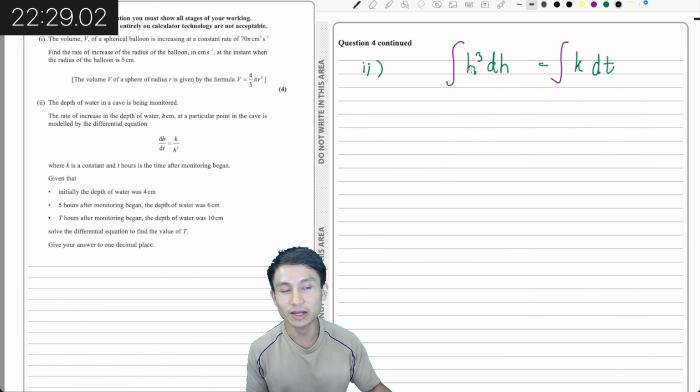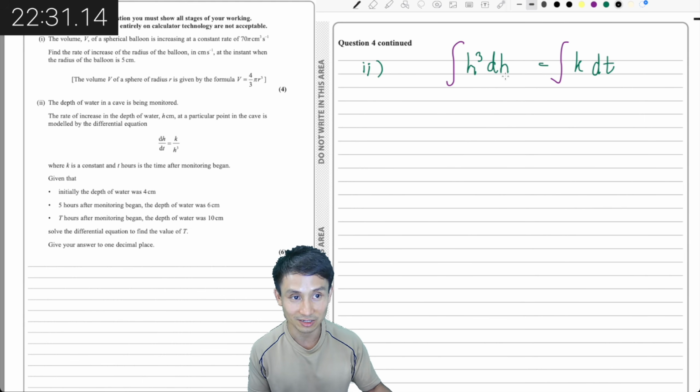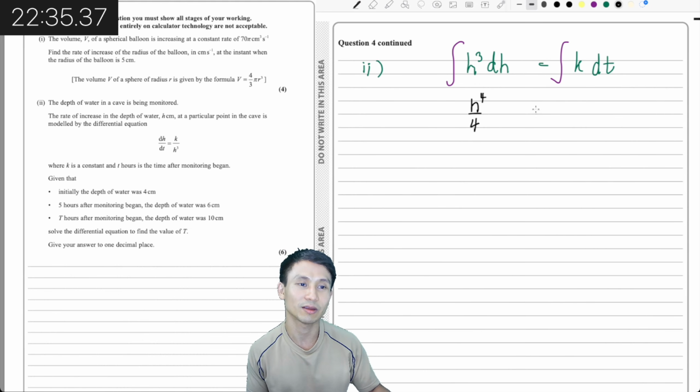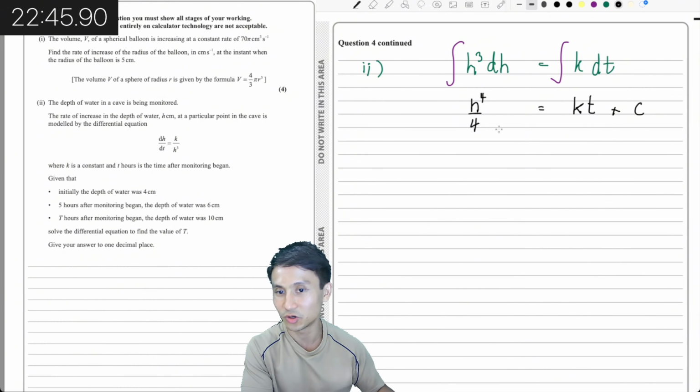Yeah, so we integrate h cubed with respect to h. We're going to get h to the 4 over 4. All right, that's not bad. We integrate k, which is a constant, with respect to t. We're going to get kt. And don't forget that we should get a constant as well, because we don't know the conditions yet. We didn't put the bounds in.